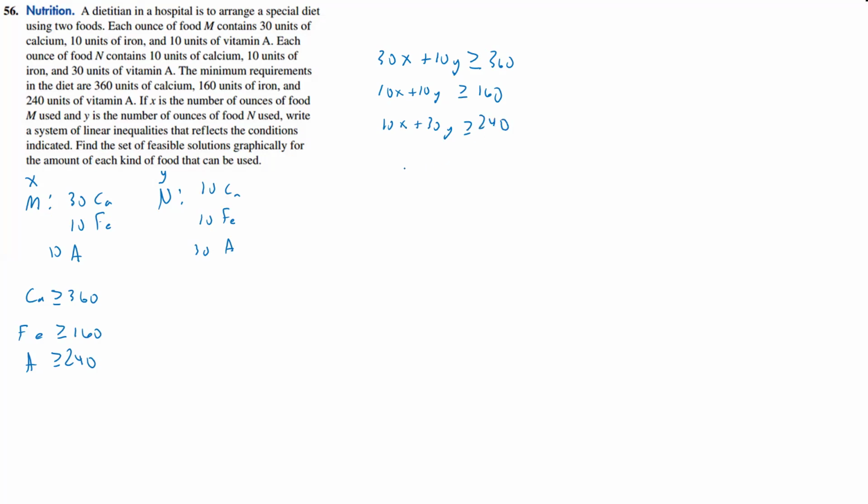And what are our normal constraints? Well, x has to be greater than or equal to 0, and y has to be greater than or equal to 0. So those are our original constraints here. Now, solving each of these for y. So y in this case is going to be greater than or equal to minus 3x plus 36.